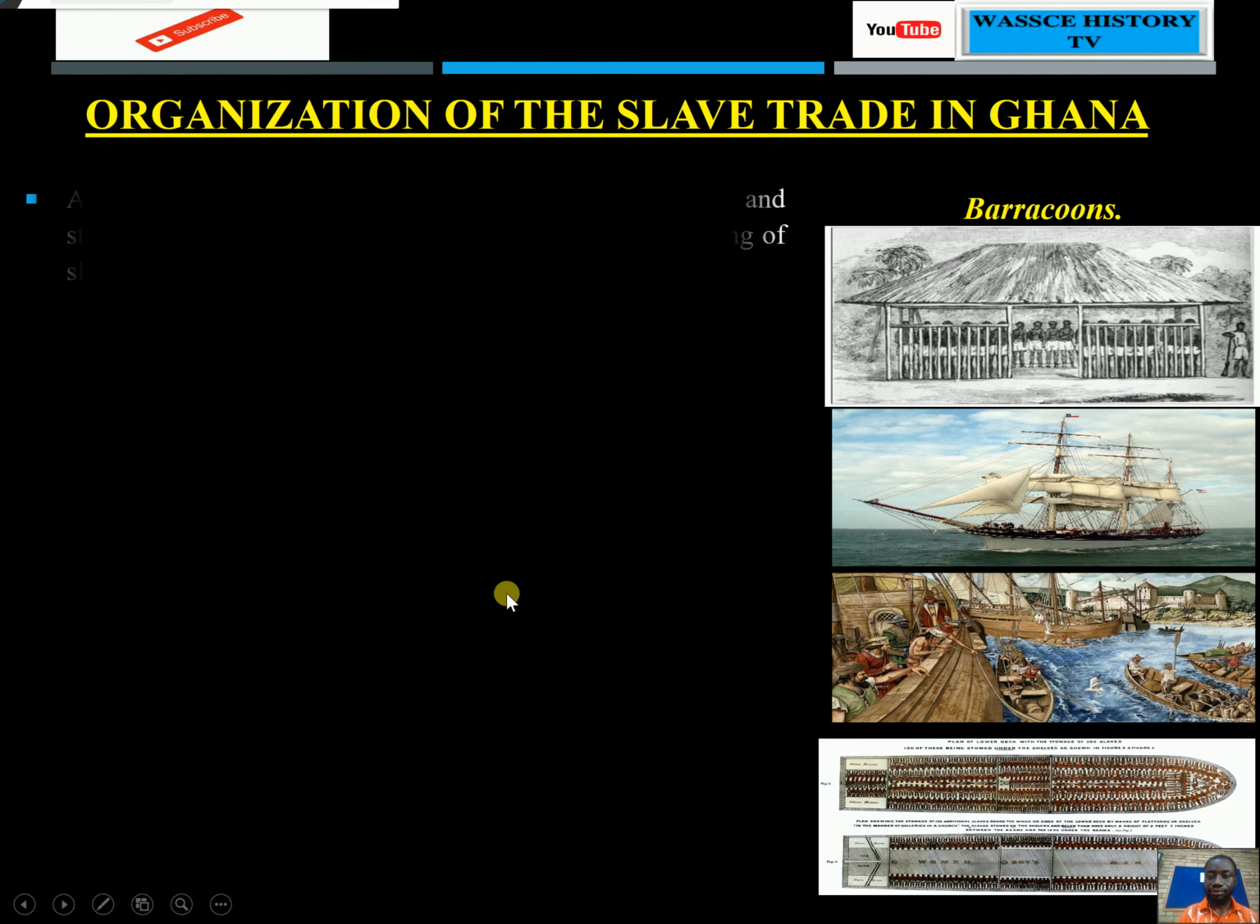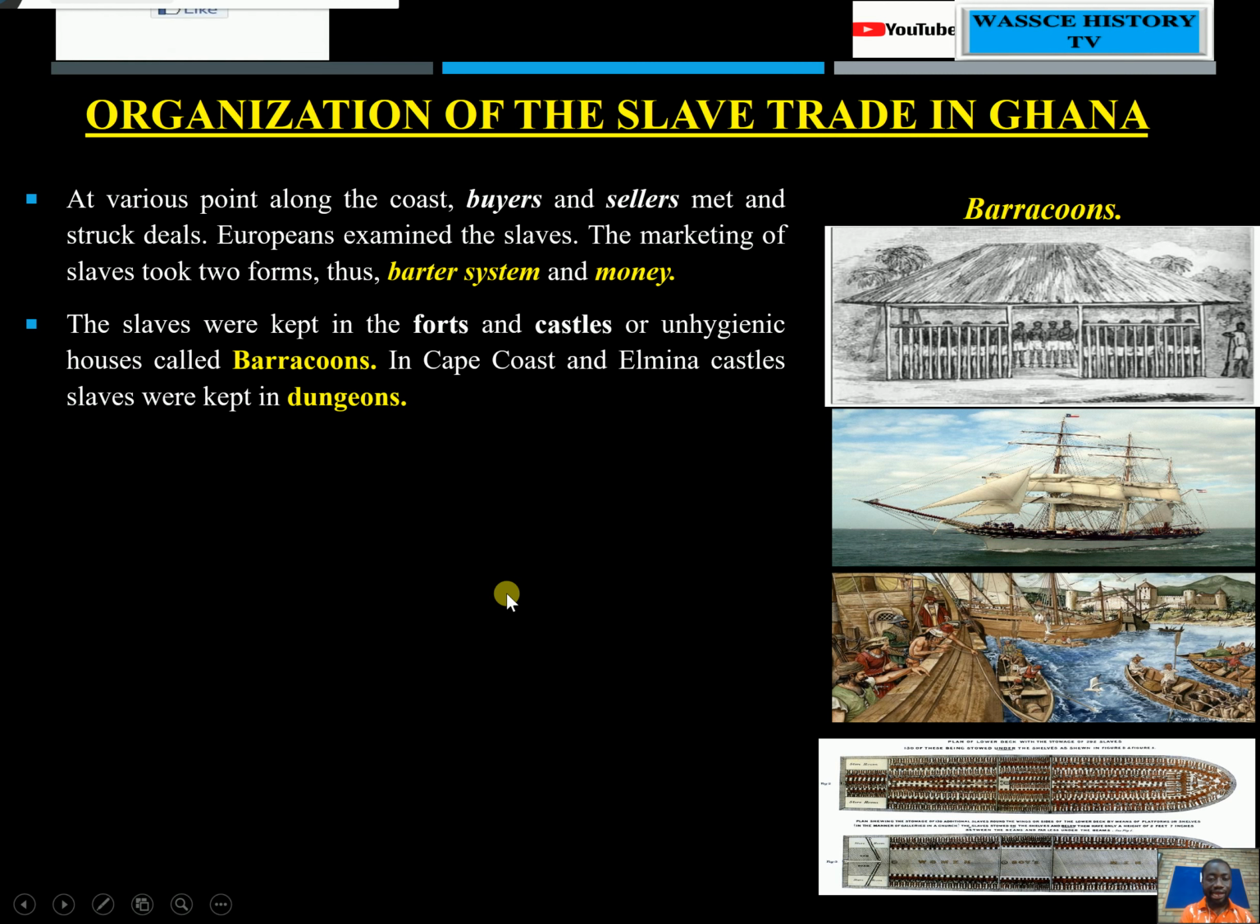So let's move on. We've come with them through the forest to the coast. Now at the coast, buyers and sellers would meet and strike deals. The Europeans would examine these slaves, look at their strength, and the marketing of these slaves took two forms: sometimes a barter system, or sometimes a sale with the use of money. So either you pay, or you exchange items like the mirror, the alcohol, the wine, the gunpowder, and all of that.